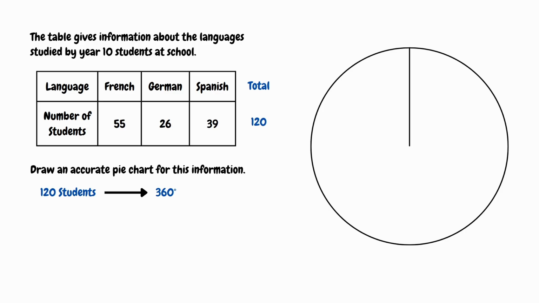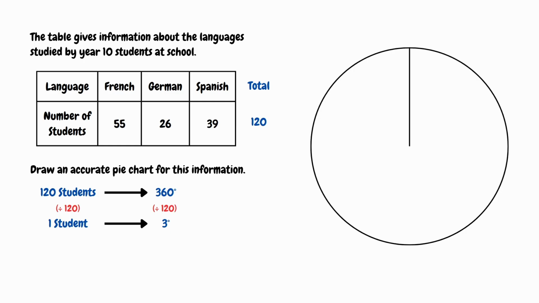So all I'm going to do here is divide both sides by 120. So if I do 120 divided by 120, that's going to give me 1. And if I do 360 divided by 120, that's going to give me 3. So every student represents 3 degrees.